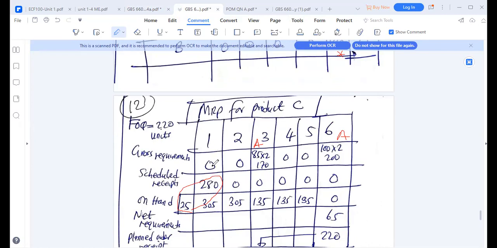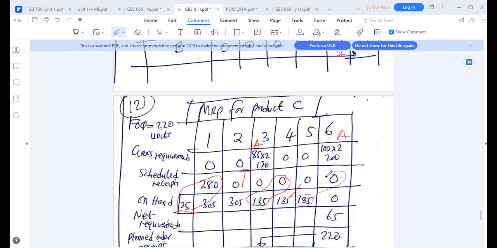305. To meet the demand of 0, we still remain with 305. Then in week 2, we add the 305 which is there, plus 0, minus the gross requirement, which is 0, so it's 305. 305 plus 0 minus 170, you're getting 135 on hand. So 135 plus 0, minus the 0 demand, we are going to have on hand still 135. 135 plus 0 minus 0 is still 135.